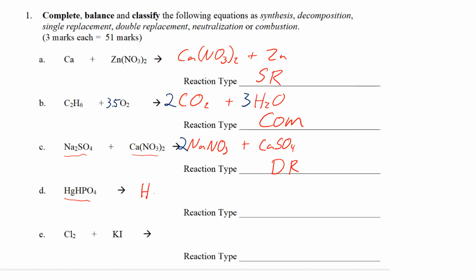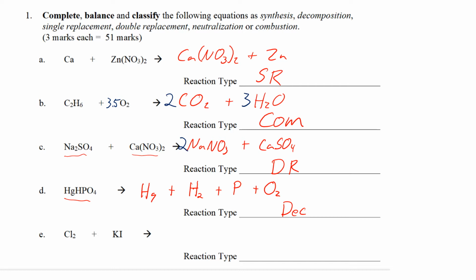It's going to break into mercury. It's going to break into hydrogen. Now hydrogen is diatomic, so it'll have the 2 right there. And then it's going to break into phosphorus, and then it's going to break into oxygen gas, so O2. Okay, this is going to be a decomposition.